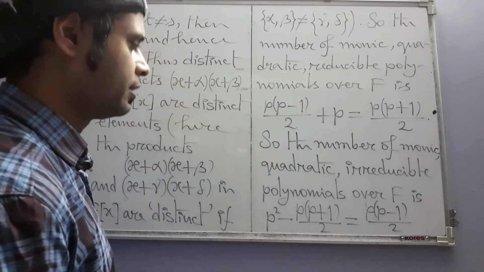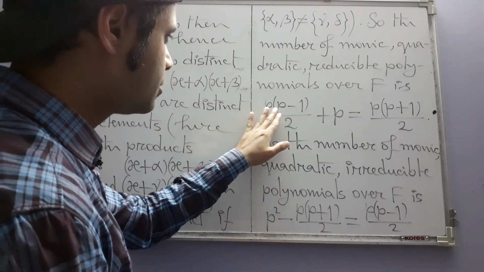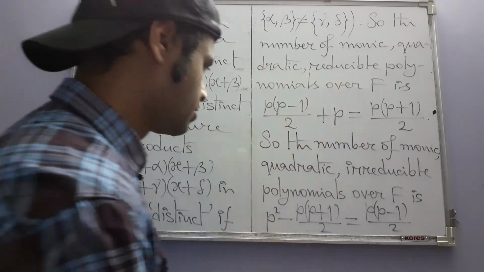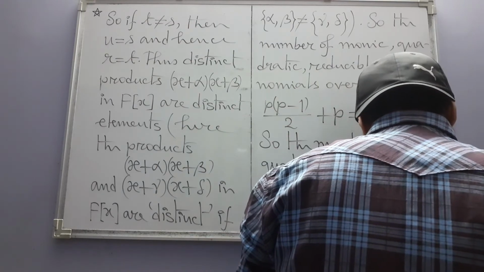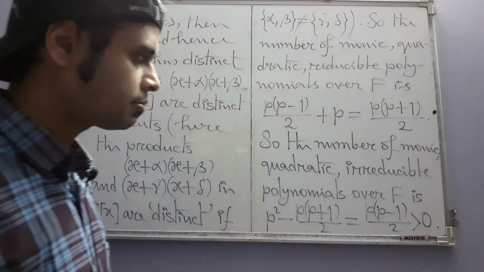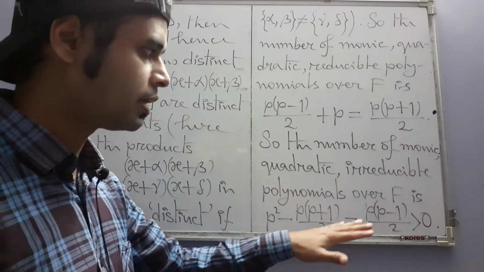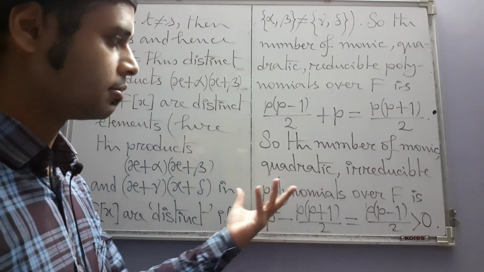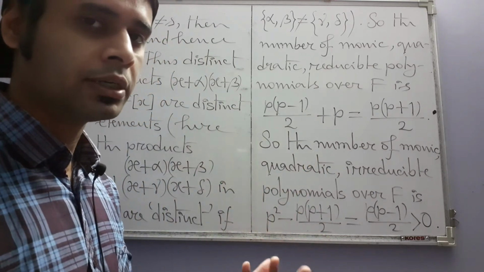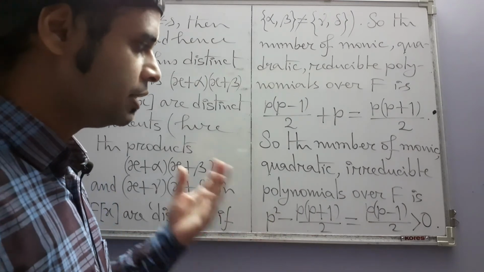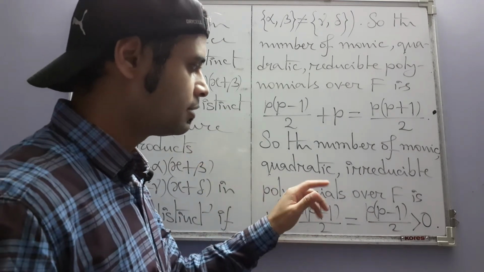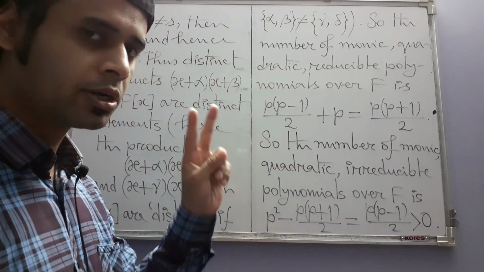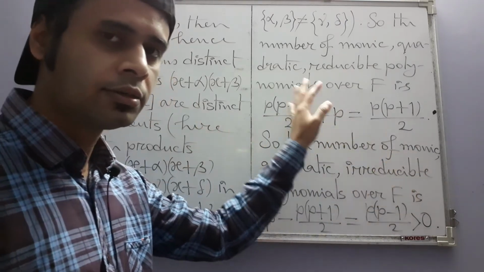Wait, let me just see one thing. Have I made a mistake here? P square minus p plus 2p is p square plus, no, it's okay. So this is greater than 0. So the number of our required irreducible polynomials, of course quadratic and monic. Monic we are choosing for our own convenience to make matters simple. We just need, keep in mind, to show that there is at least one irreducible quadratic polynomial. That means at least one irreducible polynomial of degree 2. Monic we have added to make things simple.